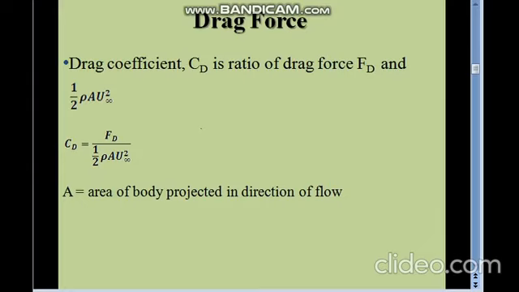So drag force is expressed in the form of the coefficient of drag, which is the ratio of the drag force divided by half rho A U squared, where U is the free stream velocity and A is the area of the body projected in the direction of the flow. This way we describe the drag coefficient.